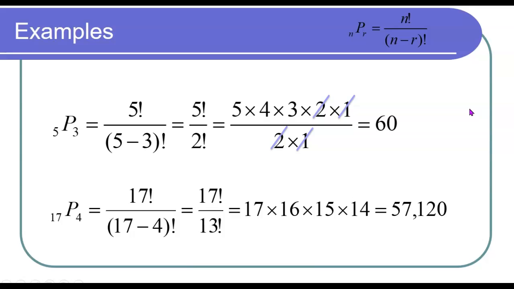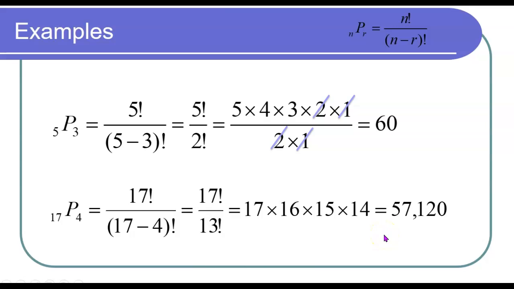Another example, what about 17P4? Well, the formula would say that that was 17 factorial on top over 17 minus 4 factorial on the bottom. Now 17 minus 4 is 13, so you would take 17 factorial, whatever number that comes out to be, divide it by 13 factorial, and that would be your answer. The other way to calculate that would be multiply together the four numbers that start with 17 and then go down by 1 each time. So 17 times 16 times 15 times 14.